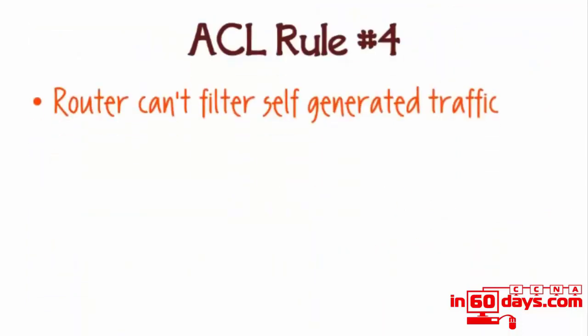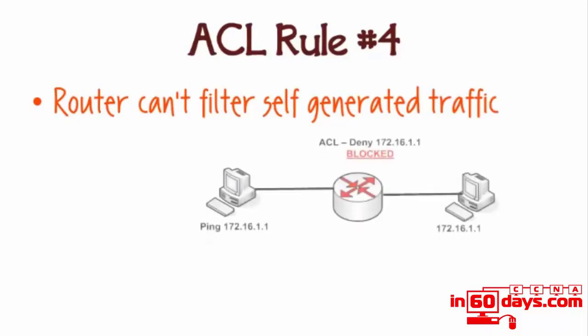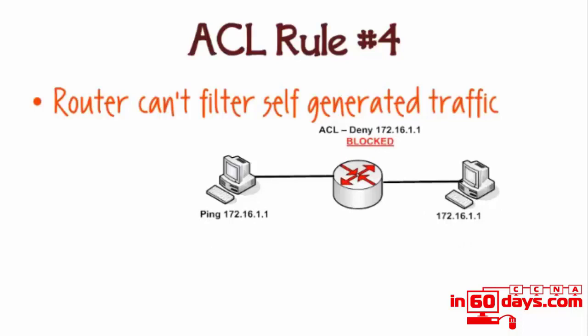The other thing, which people get stuck on, is the router can't filter traffic that is generated from itself. So an example, we've got an access list on the router, deny traffic to 172.16.1.1. The PC on the inside of the network is pinging a PC on the outside, and it says ping 172.16.1.1. The traffic hits the router, looks it up and says, no, I'm actually blocking that traffic.